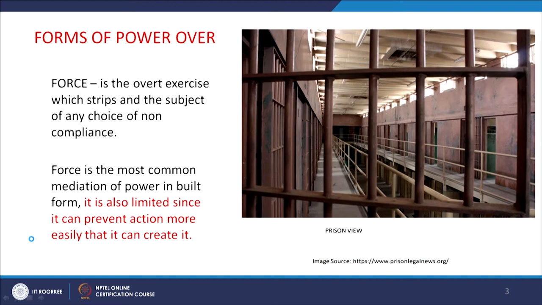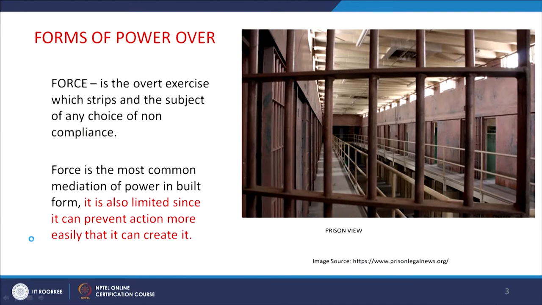where he tried to clarify with some basic terminology which we use in our daily lives. For instance, force. He refers to force as an overt exercise which strips the subject of any choice of non-compliance. From a built environment perspective, if you take the example of a prison, it is limited. For a person subjected to the prison premises, his movement and his freedom to do or speak certain things have a certain limit of boundary defined within it.